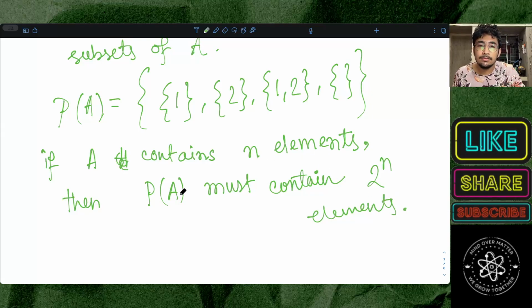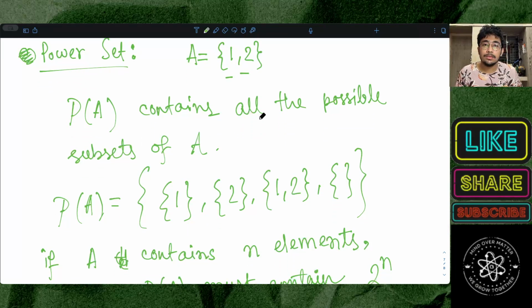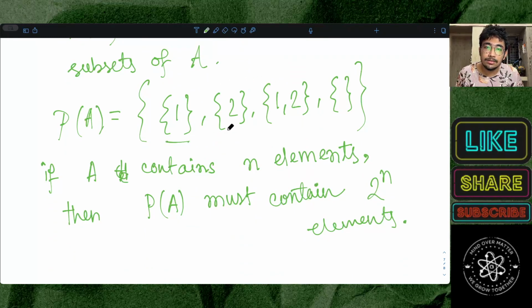We can verify this theorem in our example. Here we had set A, which had two elements, and according to our theorem the power set must have 2 to the power n elements. In this case n is 2, so 2 to the power 2 is 4 elements. The power set of A must have 4 elements. So yes, it has 4 elements. These 4 elements are the elements of the power set.